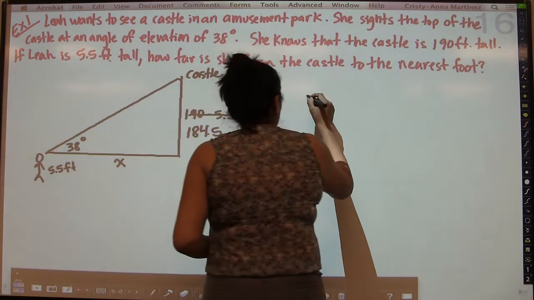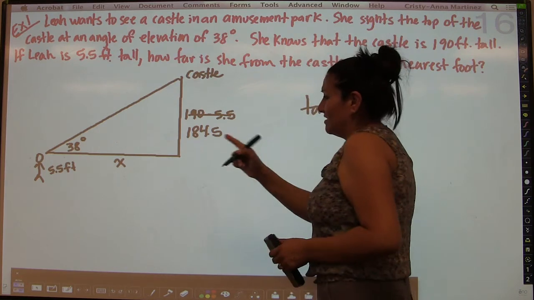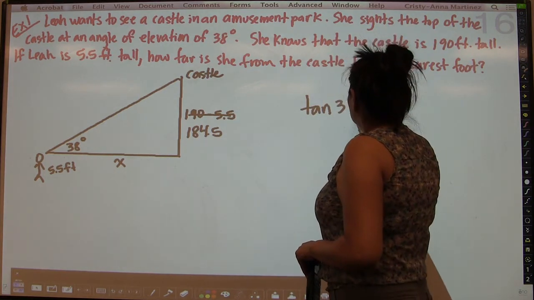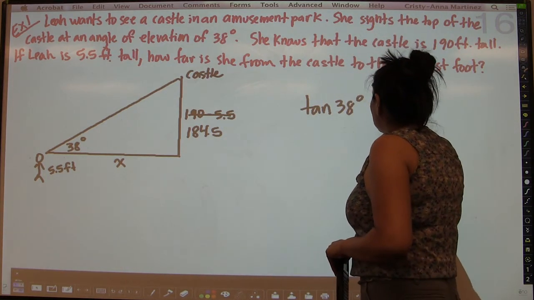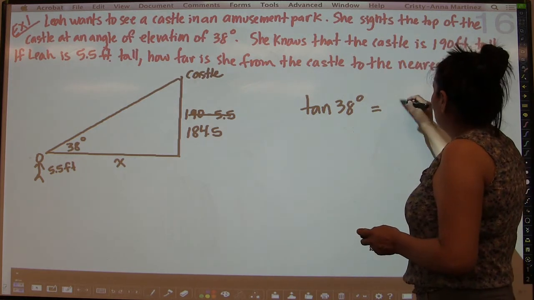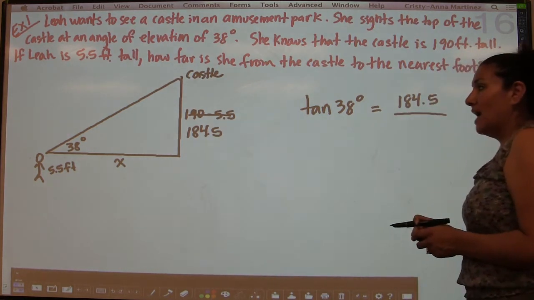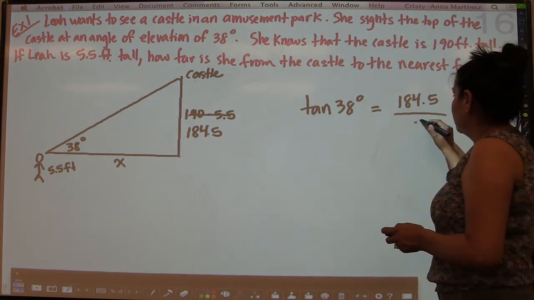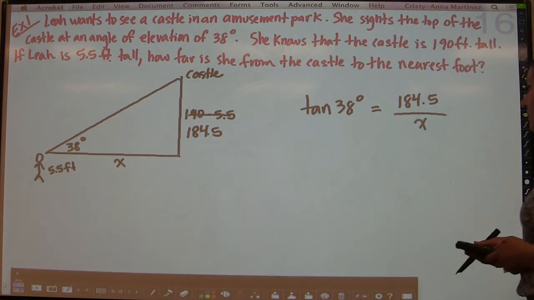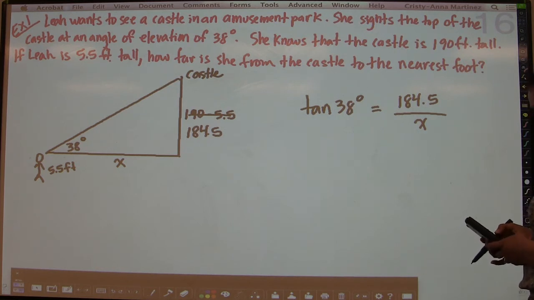tangent. So I know that the tangent of the angle, in this case 38 degrees, the tangent of 38 degrees is equal to the opposite side, which is 184.5, divided by the adjacent side, which is x. And now my job is to basically solve for x.